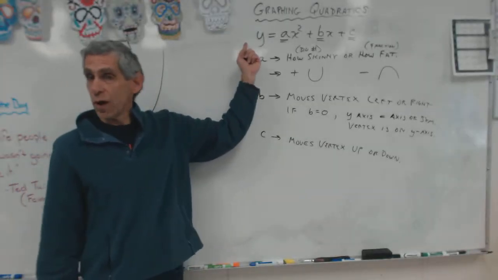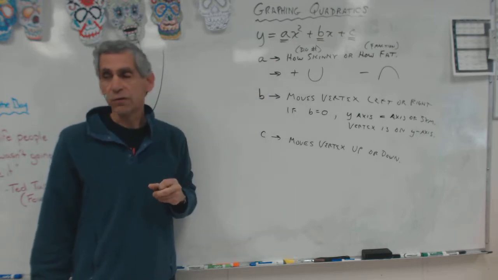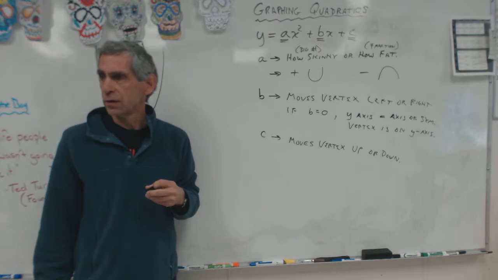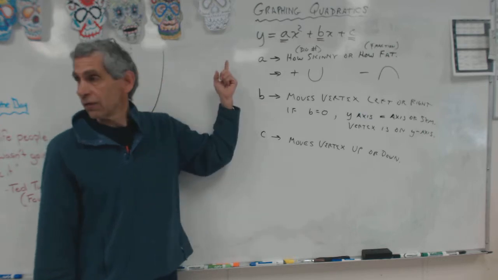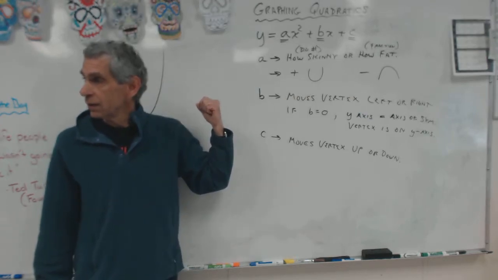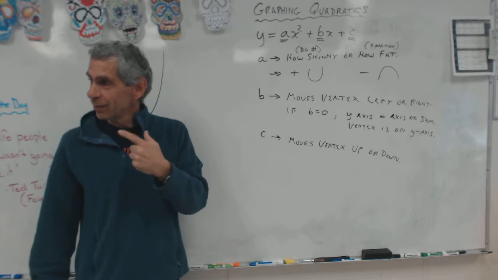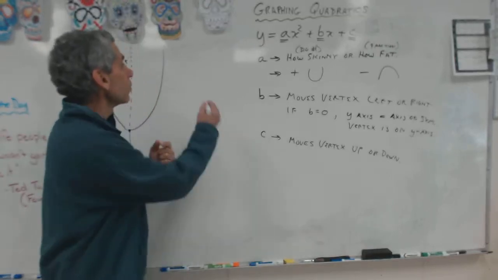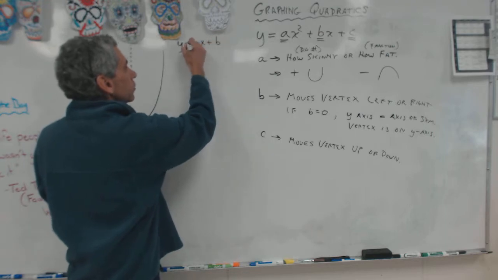Notice this is in the form of y equals. What other equations do you know that are in the form of y equals, that are for straight lines? What are those called? Slope intercept, right? So Violet, if you had slope intercept, what's that formula? Y equals mx plus b. Now that's a straight line.